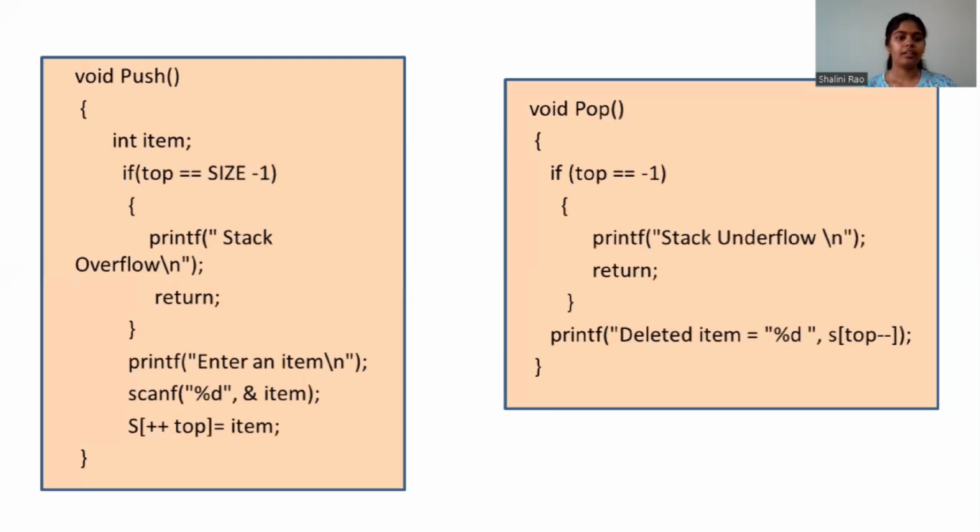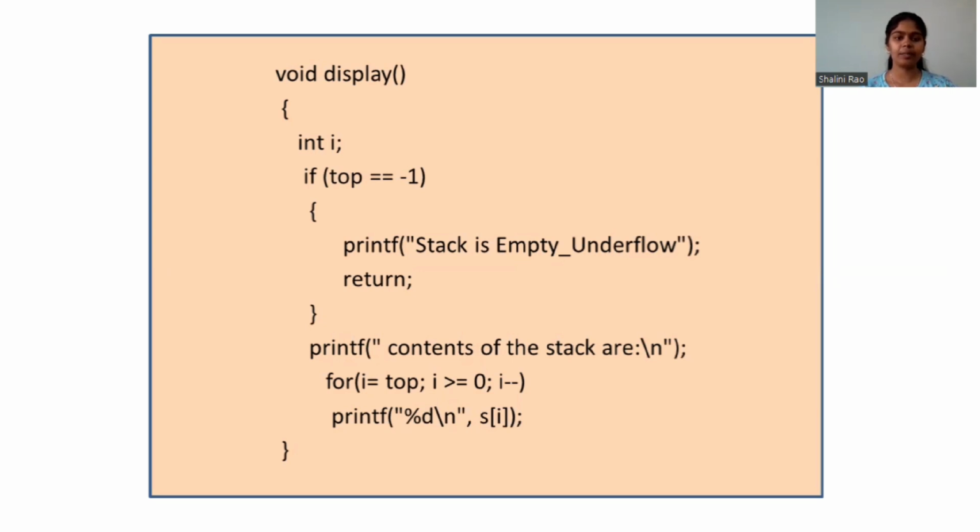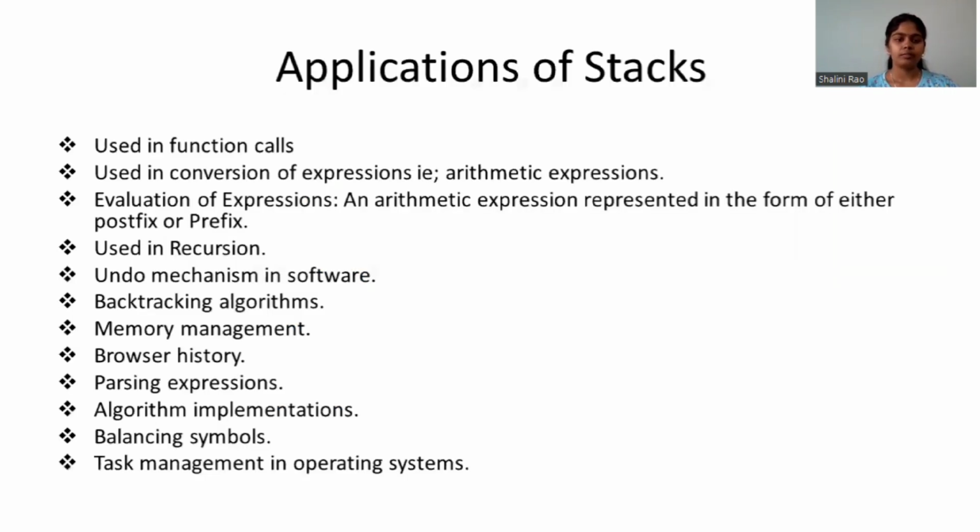And in the push function, we check the overflow condition and then take input from the user and then increment the top value and insert the element. In pop, we check the underflow condition, delete the item and then decrement the value of top. And in display, we check the underflow condition and then print the contents of the stack using a looping statement, that is for.